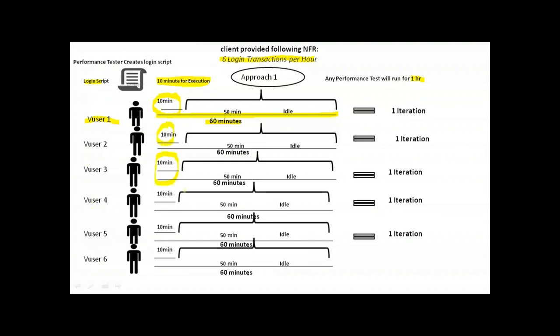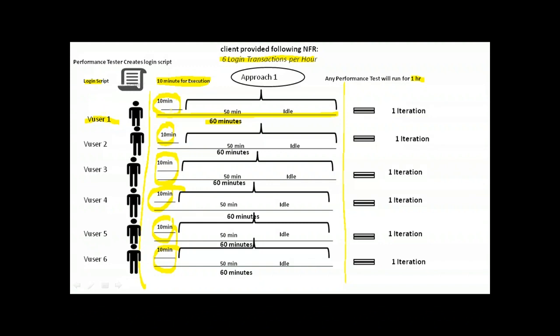So you see, each virtual user is taking the login script and executing the login script. Now 6 users have taken the login script. Each one executed the login script once. And the sad part is the remaining 50 minutes the virtual user is not doing anything. So be it, that's not an issue. But this is the 1 hour line, right? The whole test is for 1 hour.